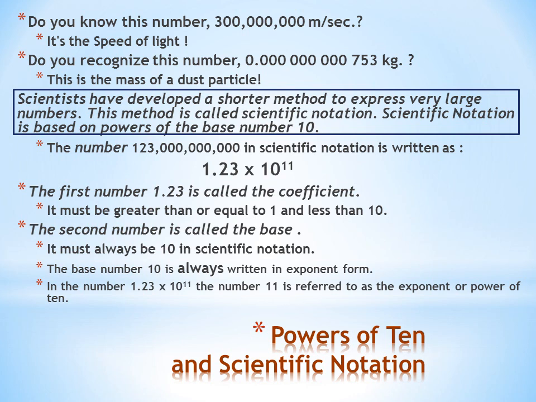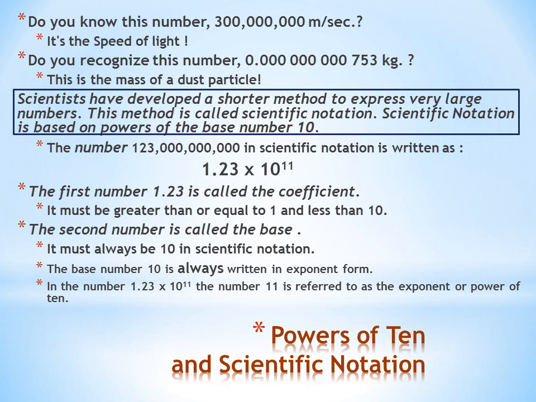Writing all those zeros is a big inconvenience, and it also widens the margin for error. So scientists developed a shorter method called scientific notation. It's based on powers of the base number 10.